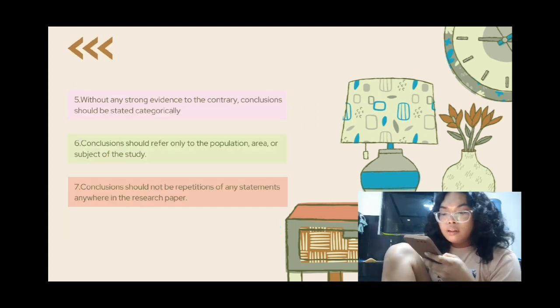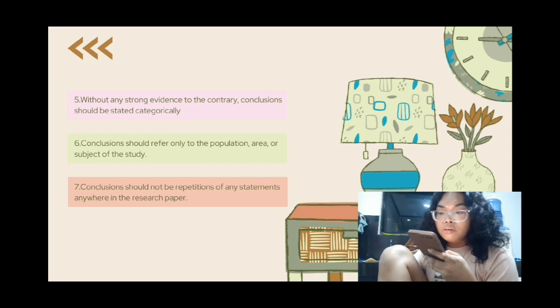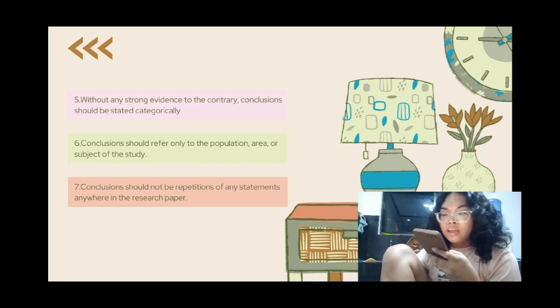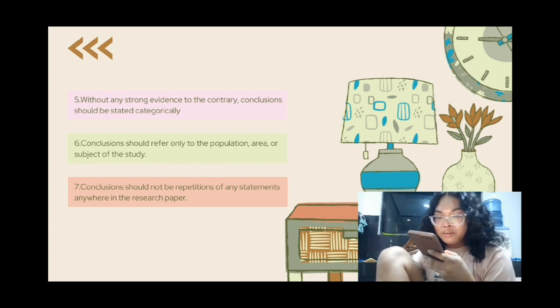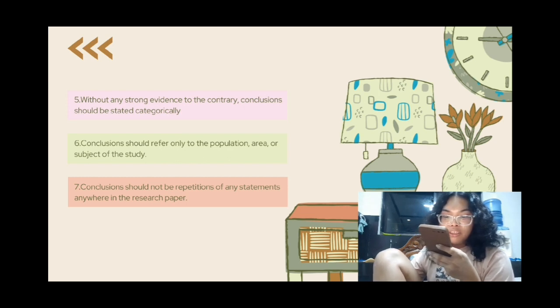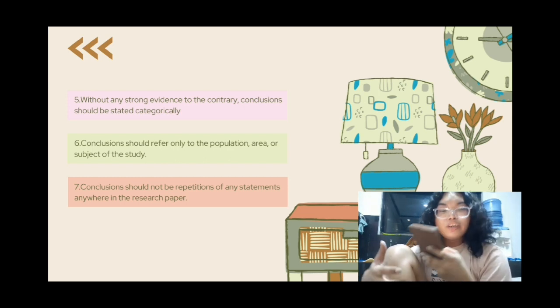5. Without any strong evidence to the contrary, conclusion shall be stated categorically. 6. Conclusion shall refer only to the population, area, or subject of the study. 7. Conclusion shall not be a repetition of any statement anywhere in the research paper.